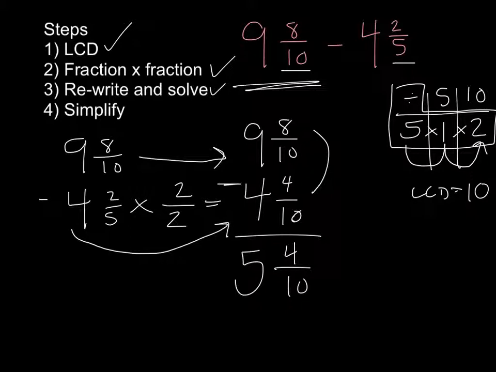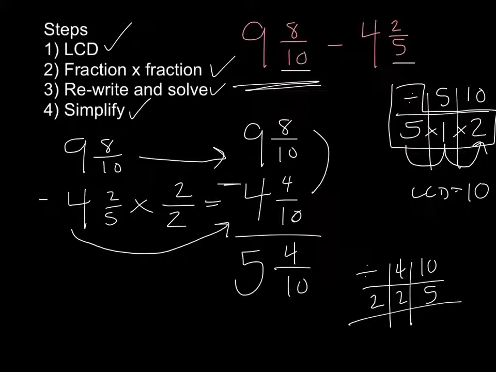And the last step is to check and see if anything can be simplified. I know 5 as a whole number cannot be simplified, but 4/10, if I put it into the slide method, 4 and 10 are both even numbers. So I can divide 4 and 10 by 2. 4 divided by 2 is 2. 10 divided by 2 is 5. If I look at 2 and 5, the only number that will work is 1. So the simplest form for 4/10 would be 2/5. So I'm going to erase 4/10 and write it as 5 and 2/5, since that is the simplest form.